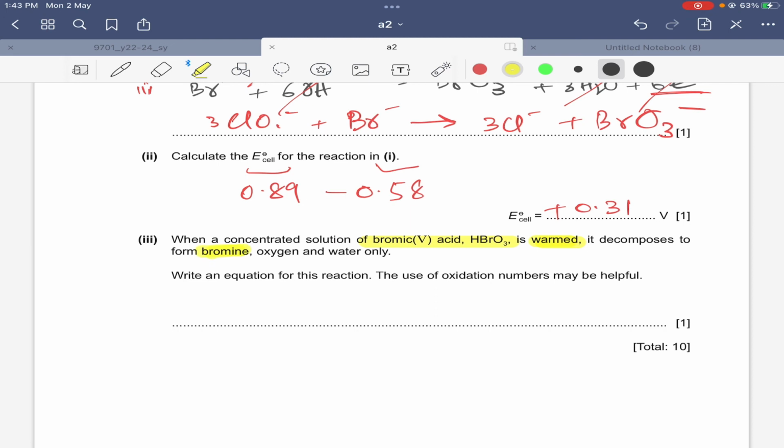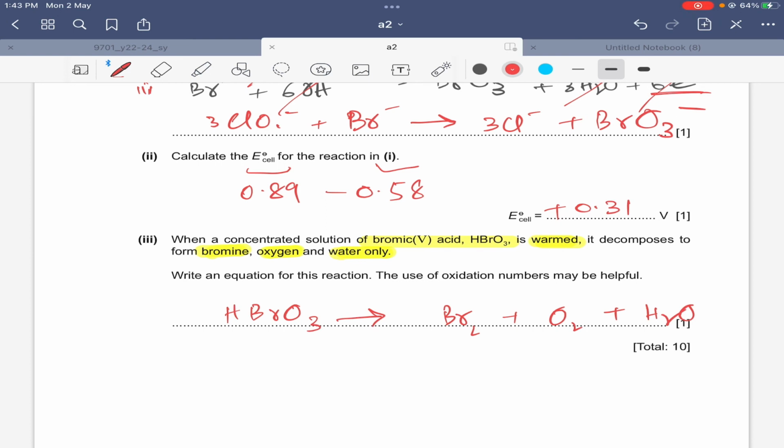The final part of this question is, when a concentrated solution of bromic acid is formed, it decomposes to form bromine, oxygen and water only. Write an equation for this reaction. The use of oxidation numbers may be helpful. So we just have to write the equation. Bromic acid HBrO3 decomposes to give bromine Br2 plus oxygen O2 plus H2O.